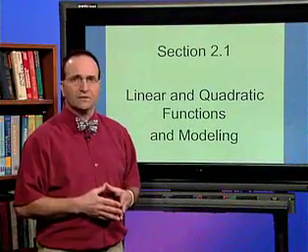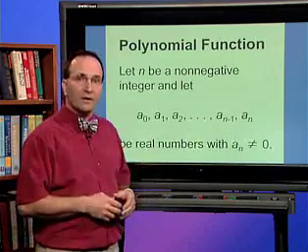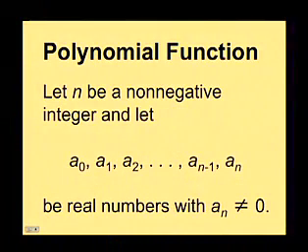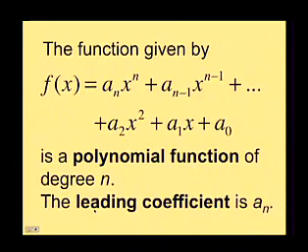linear and quadratic functions. Let's start off with a definition of a polynomial. Let n be a non-negative integer, and let a sub 0, a sub 1, a sub 2, all the way through a sub n minus 1 and a sub n be real numbers where a sub n is not equal to 0. Then the function given by f of x is equal to a sub n times x to the n plus a sub n minus 1 times x to the n minus 1, all the way through a sub 2 times x squared plus a sub 1 times x plus a sub 0 is a polynomial function of degree n. The leading coefficient is a sub n.